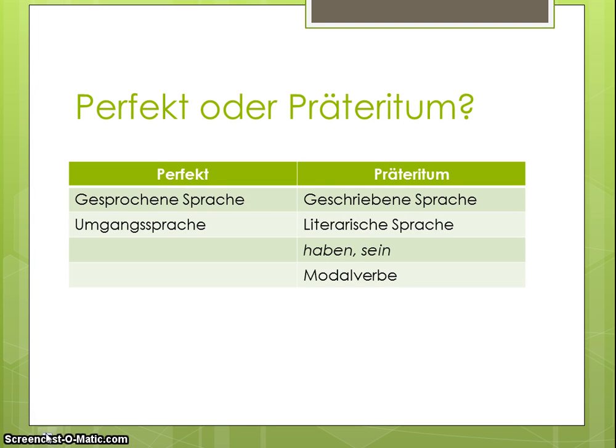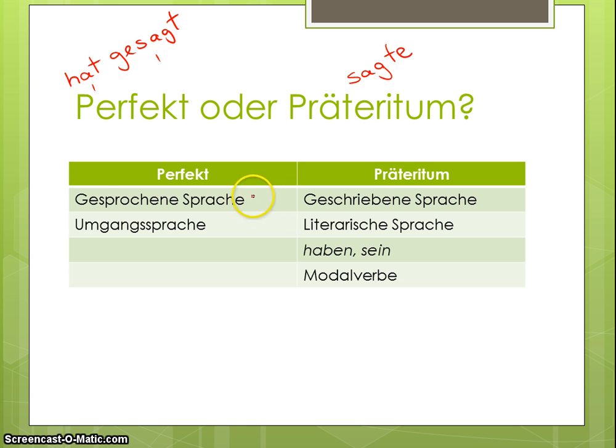Okay, so when do we use the perfect tense? When do we use the preterite? The perfect tense is the one that has the two parts. Hat gesagt, for example. Okay, so we have the two parts in the perfect. The preterite is the one that we're just learning. Sagte. Okay, so when do we use one over the other?